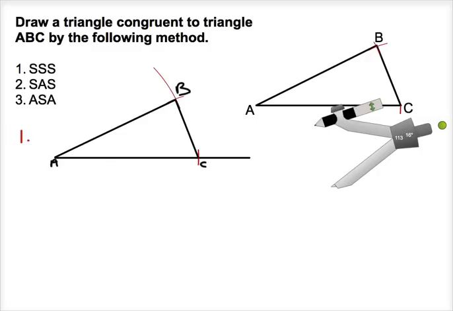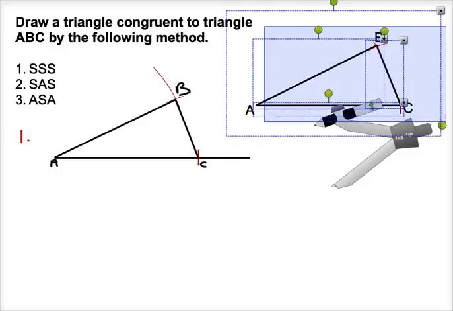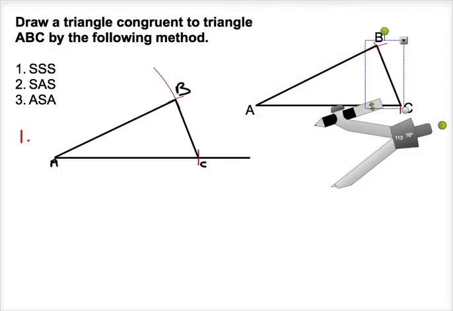Now, let's look at number 2. I want to copy the same triangle, but this time I want to copy it by copying a side, an angle, and a side. And I'm going to get rid of the old marks I had. So side, angle, side.